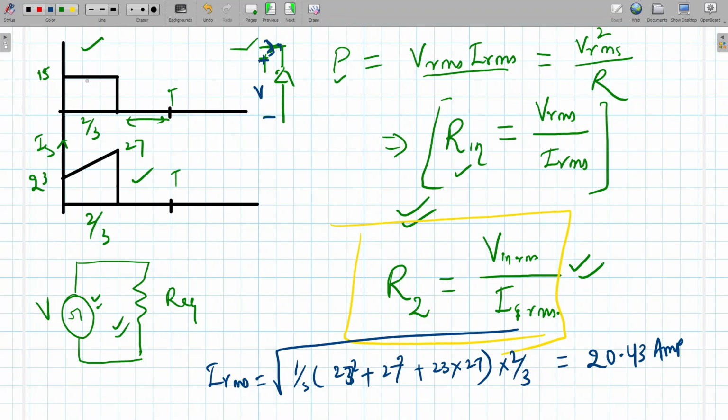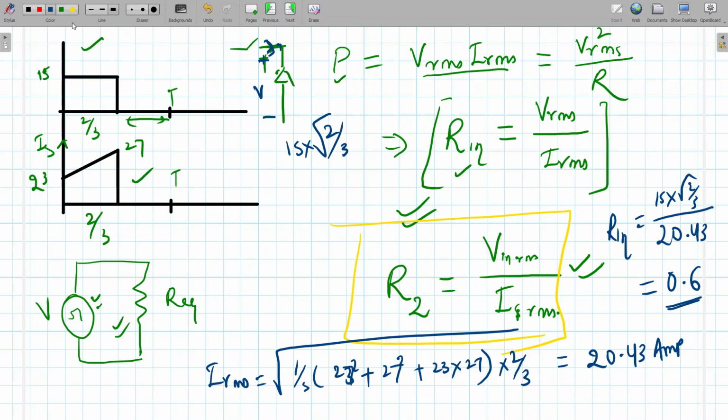Before the switch there is one current, and here there is one voltage. What will be the RMS value of this voltage? Voltage RMS will be 15 into the square root of 2 by 3. So the final resistance Rin will be 15 into root 2 by 3 divided by 20.43, which is approximately 0.6, I think.